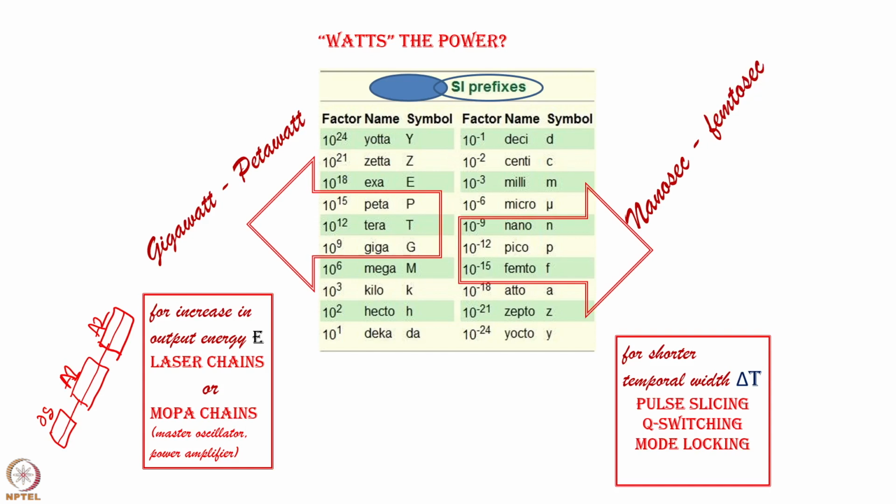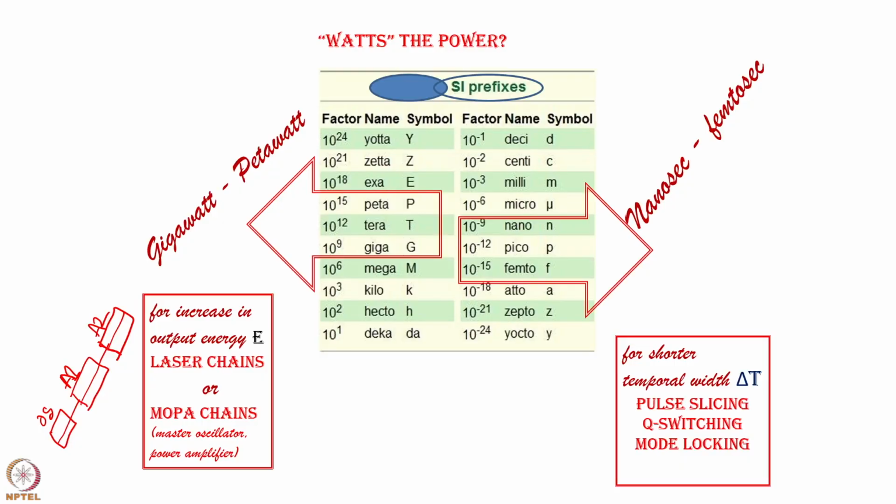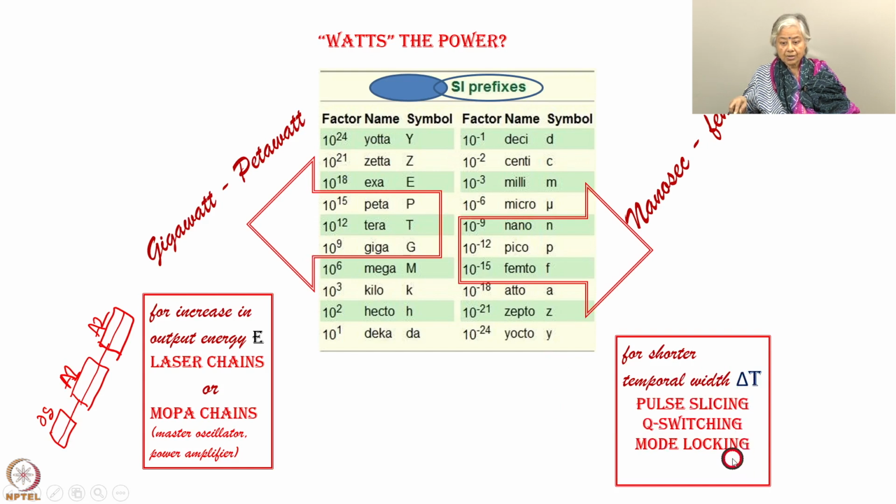Now, for shorter pulses: energy is one part, and the duration of the pulse is another part. For shorter pulses, temporal width, which I have shown as delta t, you can have pulse slicing, Q switching, or mode locking. I will go through all three of them in a bit of detail in the following slides.